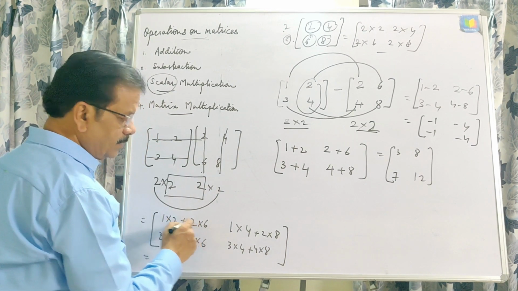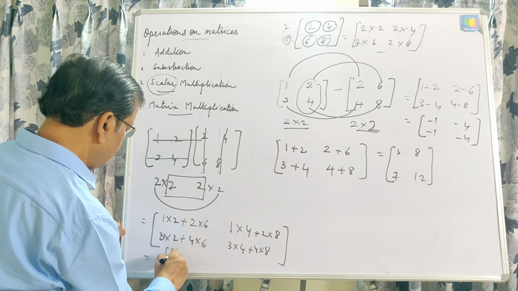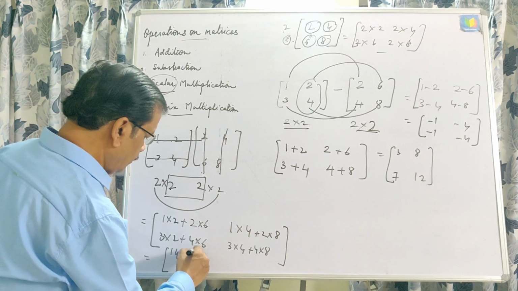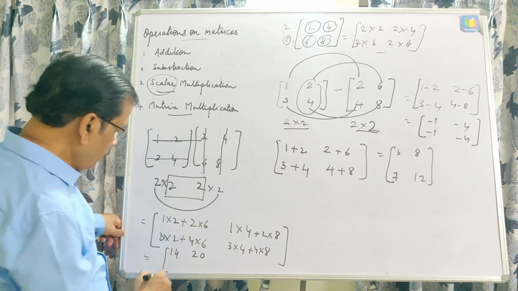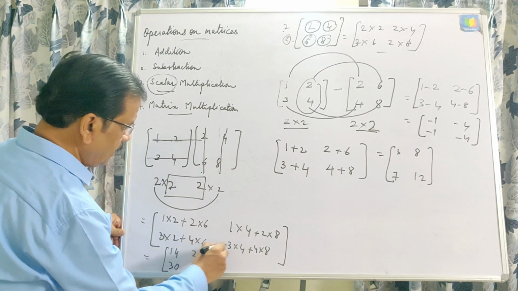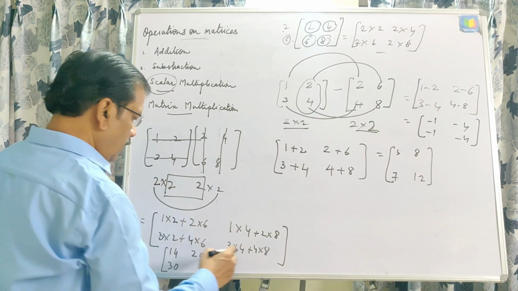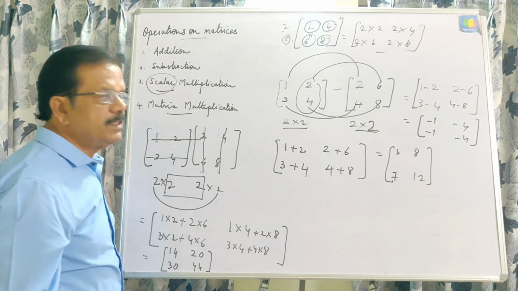This is 2 plus 12, that is 14. This is 4 plus 16, that is 20. This is 6 plus 24, that is 30. And this is 12 plus 32, which is equal to 44. Our answer is coming after this multiplication.